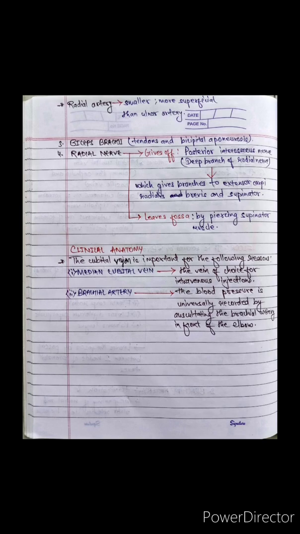See its clinical anatomy. So the cubital region is important for the following reasons. Number 1, median cubital vein, the vein of choice for intravenous injections. Number 2, brachial artery. The blood pressure is universally recorded by auscultating the brachial artery in front of the elbow.